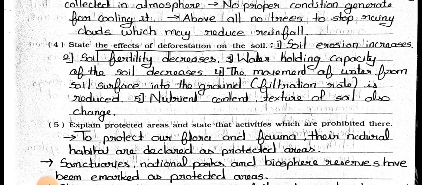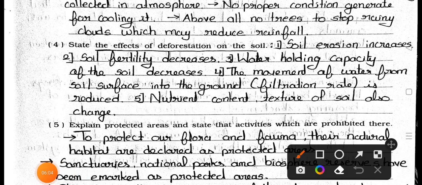See the question number 4. State the effects of deforestation on the soil. Answer is, the effects of deforestation on the soil. Number 1. Soil erosion increases. Point 2. Soil fertility decreases. Point 3. Water holding capacity of the soil decreases. Point 4. The movement of water from surface into ground, filtration rate, is reduced. Point 5. Nutrition content and texture of the soil also change.